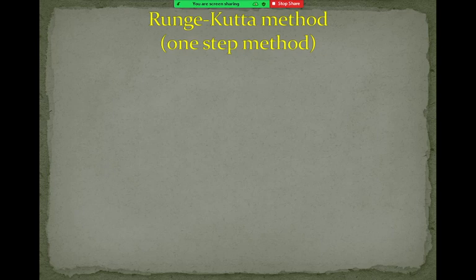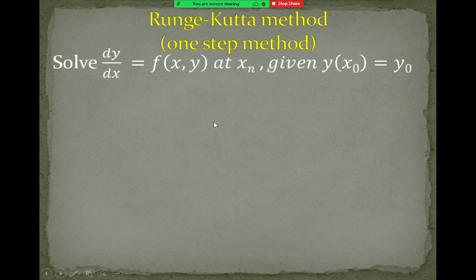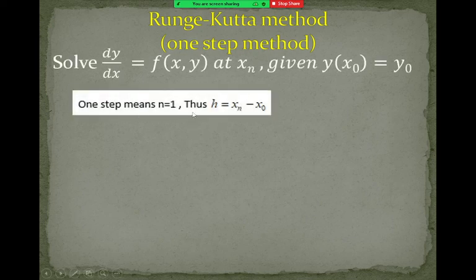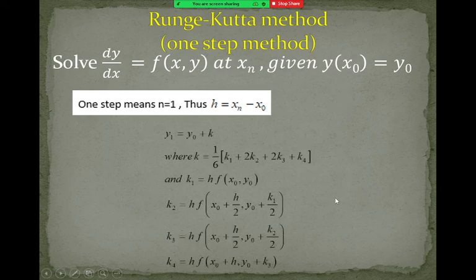Again, it is a one-step method. Here only the formula is different. So n is 1, h is xn minus x0. All the similar things are there, and the formulas are here. So this is the different formula. Here we always get the value of y at x1 as y0 plus k, and k is calculated with this formula, 1 by 6. Actually it is an averaging of these k values.